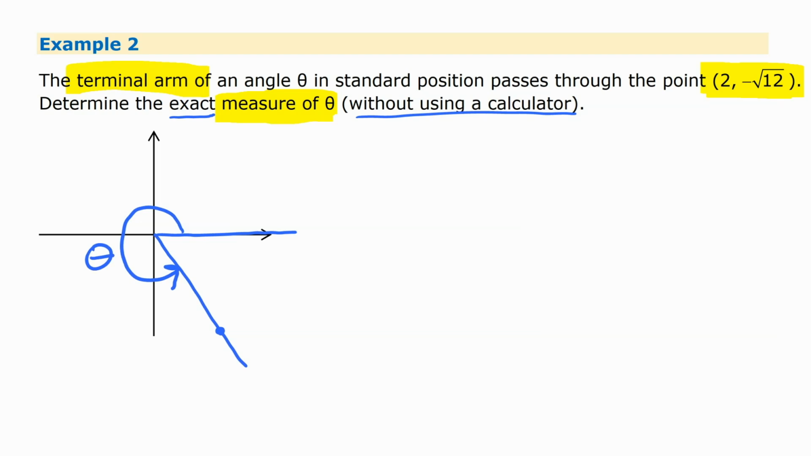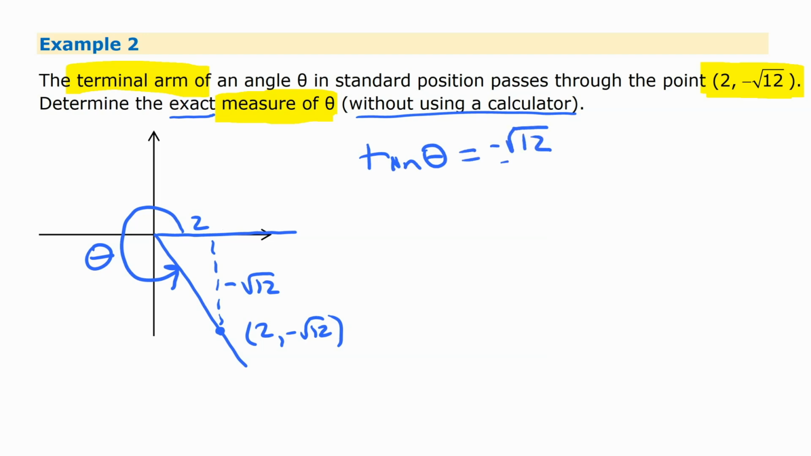We can again label the point here 2, -√12. And we can draw a reference triangle if we want to. Negative root 12 is that. 2 is up here. And again, for the same reason as before, we have y and x, so we can use tangent, and we can write tangent of theta is negative root 12 over 2. And we're going to try and find the reference angle here for this.